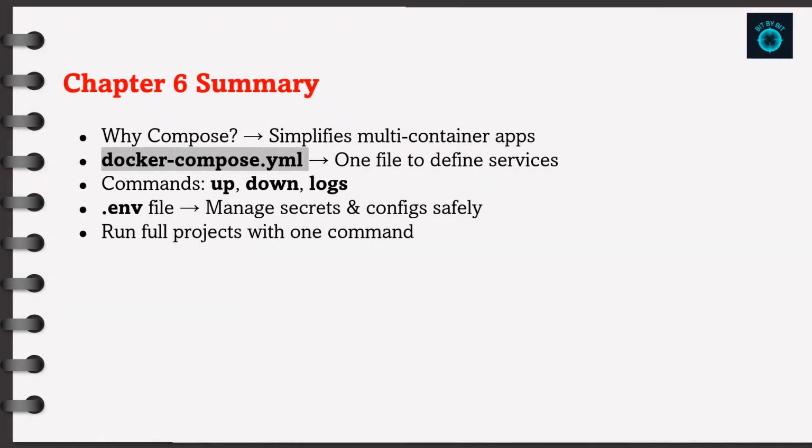Let's quickly summarize what we learned in Chapter 6. First, we saw why Compose exists. Instead of writing long and complicated Docker run commands, we can describe everything once in a docker-compose.yml file. Second, we learned that this file defines services such as a web app and a database, all in one place. Third, we practiced the most important commands. Docker-compose up starts everything. Docker-compose down stops and cleans up. And Docker-compose logs lets us see what's happening inside all services.